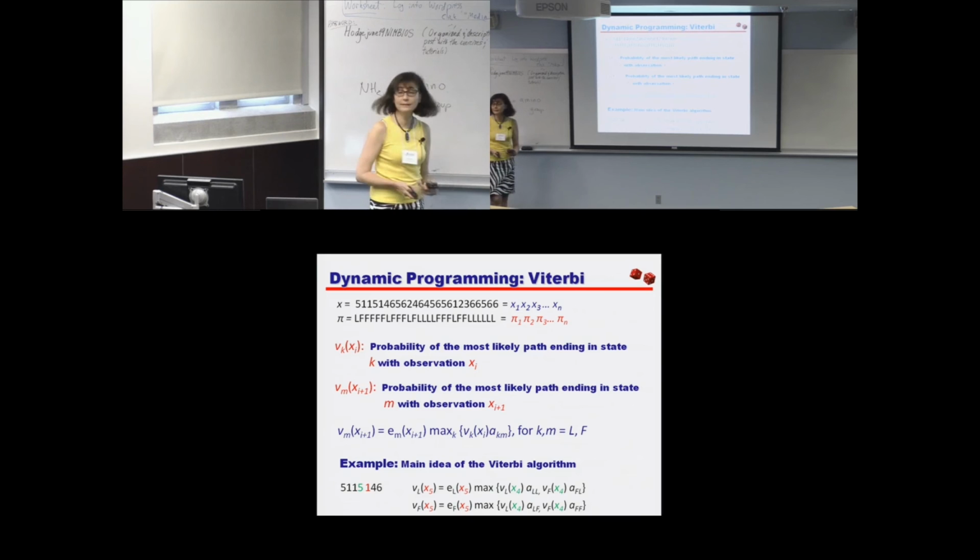But this is very much better. I think it's quadratic with respect to the length of the sequence and linear with respect to the number of states, or the other way around. But it's a lot better than the exponential growth.